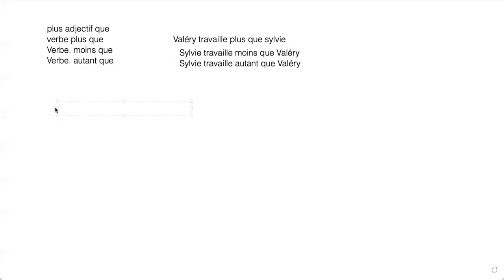Les exceptions, c'est qu'on ne dit pas le plus bon. Le plus bon, c'est pas correct. Vous devez dire meilleur. Ça dépend du genre. La meilleure, meilleures avec S au pluriel. Donc, on n'a pas le plus bon. Vous devez dire meilleur.